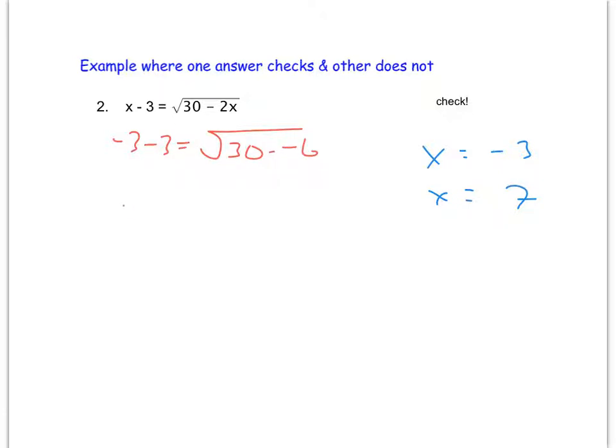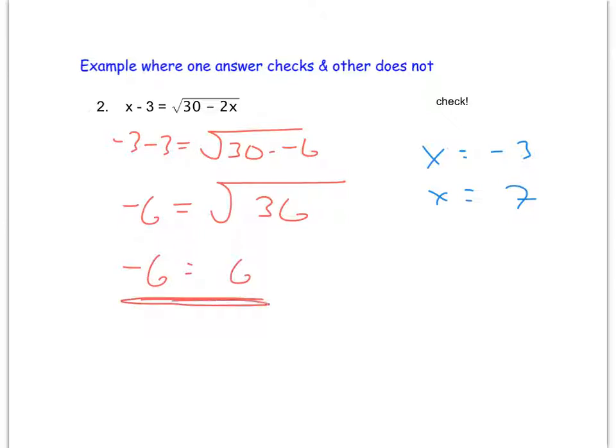So I have negative 6 is equal to the square root of 30 minus 6, which is 36. Notice now, negative 6 is equal to the square root of 36, which is positive 6. Notice that negative 6 does not equal positive 6, so therefore cross that answer out.